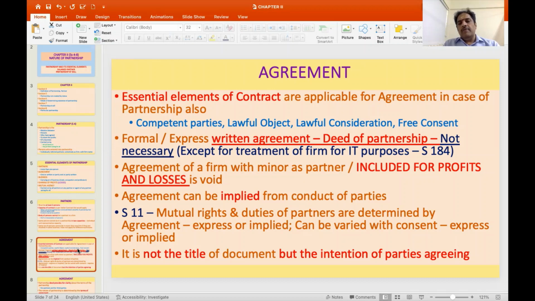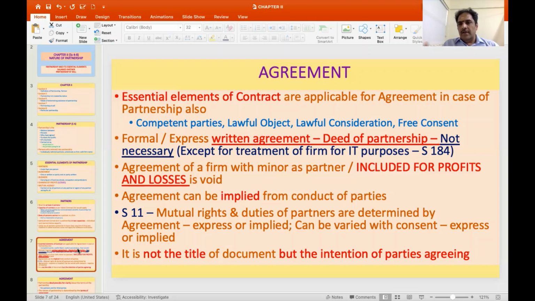Then an agreement of a firm with a minor as partner, which includes not only the profits but also the losses, is void ab initio, because the party does not have the capacity to contract. The only provision that is there is that he can be admitted, with the consent of all the partners, to the profits of the firm, but he cannot be held liable. So he cannot be accountable for the losses of the firm. If that kind of an agreement is there with a minor being a party, then the agreement is void.